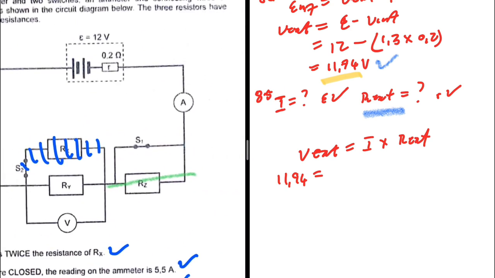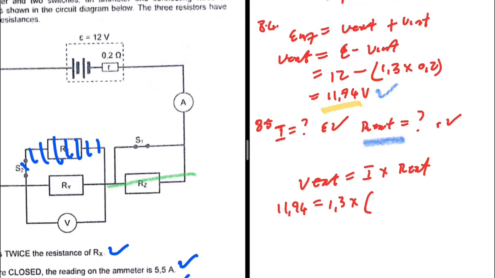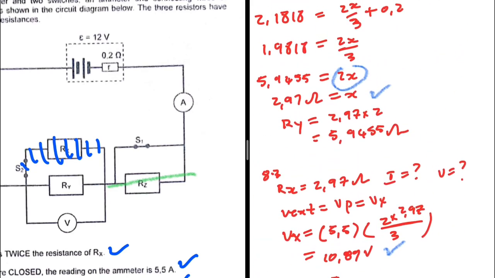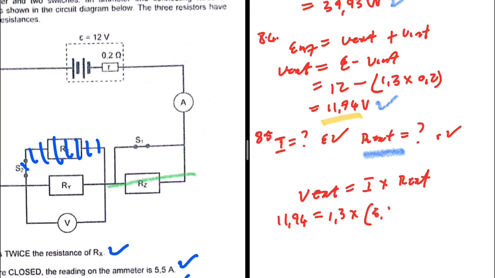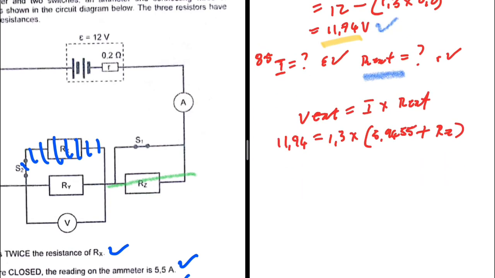1.3. Yes, the current is 1.3, multiplied by R external. R external is Ry plus Rz. Ry is 5.9455. So 5.9455 plus Rz. So this is how we can find Rz. We can divide both sides by 1.3. This is 11.74.